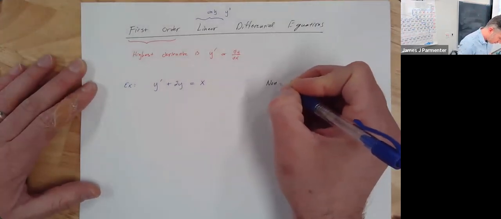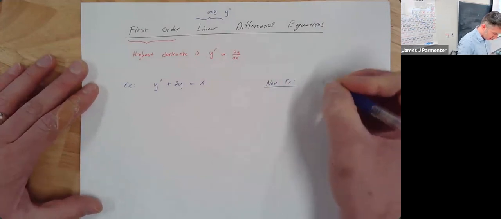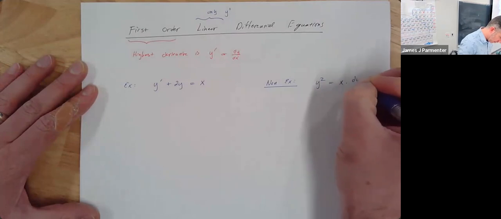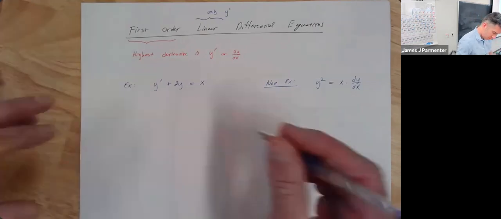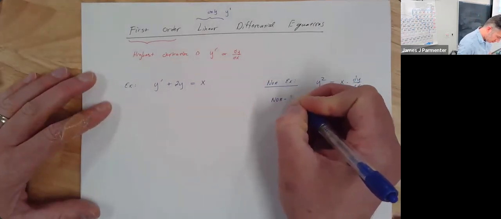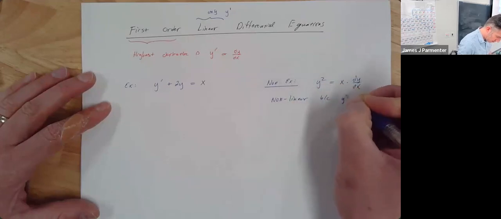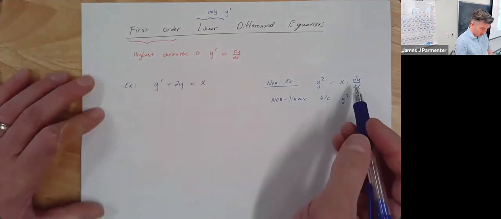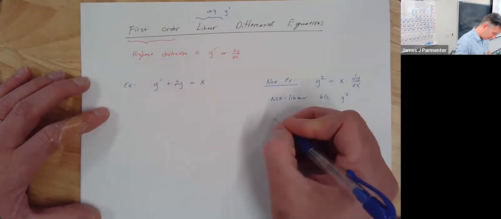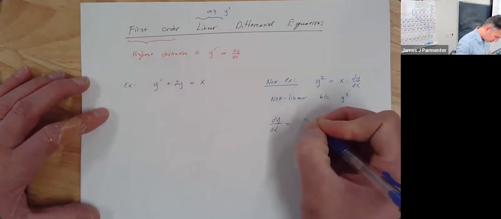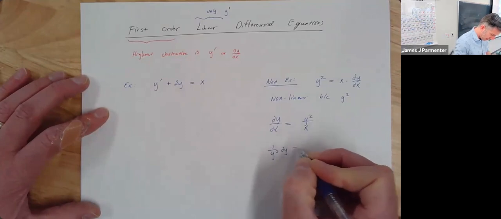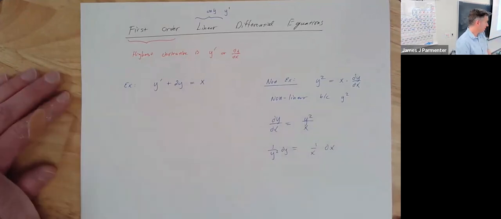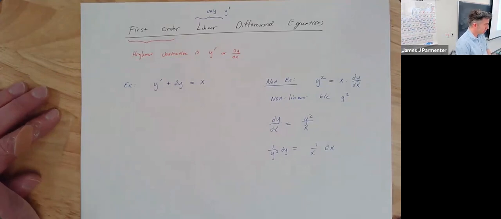Here's a couple non-examples. y squared equals x times dy dx. Certainly first order, certainly solvable, but not linear, because of the y squared. You could totally solve this one though, right? We could definitely separate this. I would probably rewrite it as dy dx equal to y squared divided by x, and then bring the y's to the left, 1 over y squared dy, and the x's to the right. We could totally solve this. We're not going to, but you should.